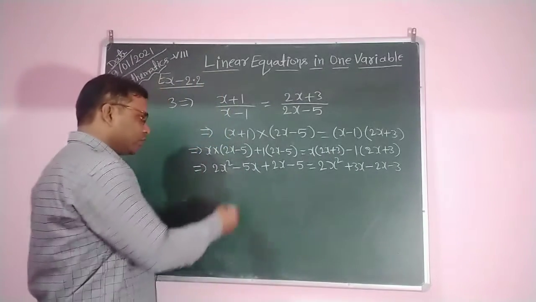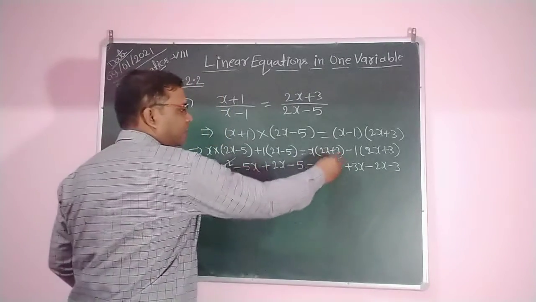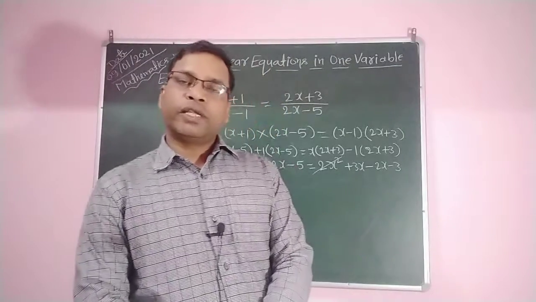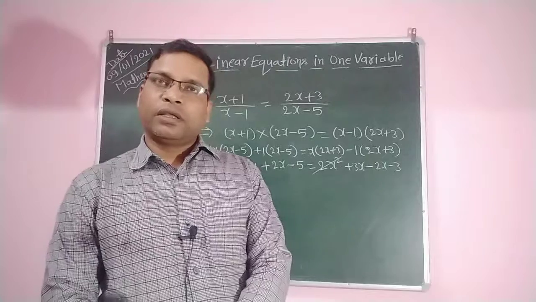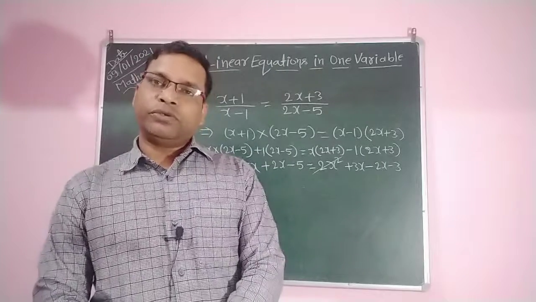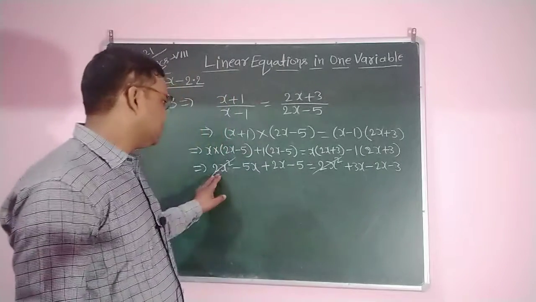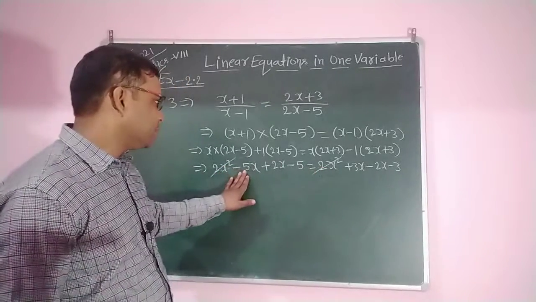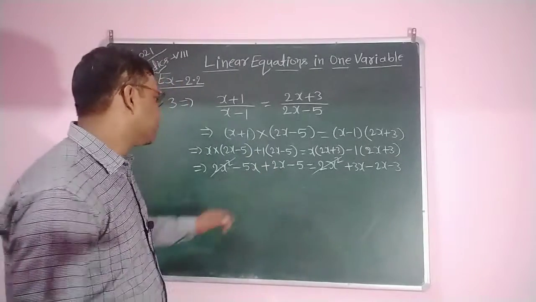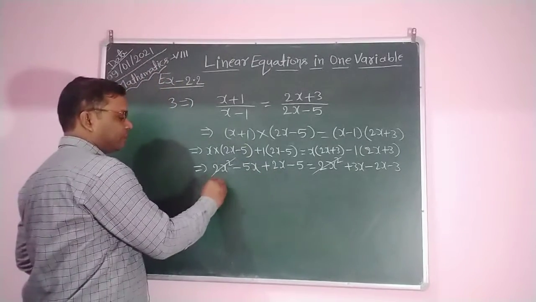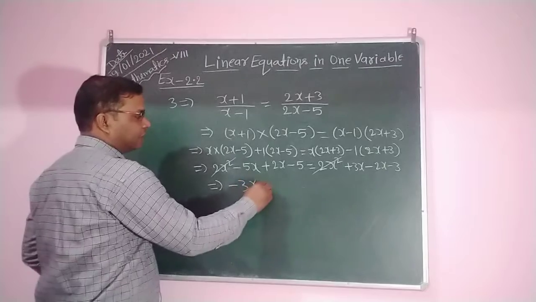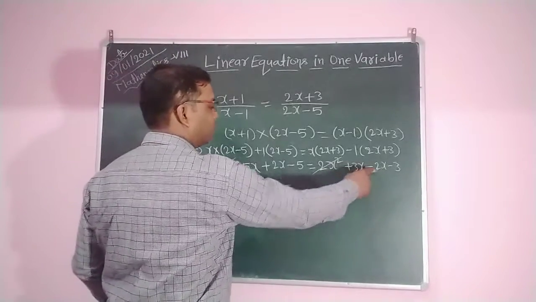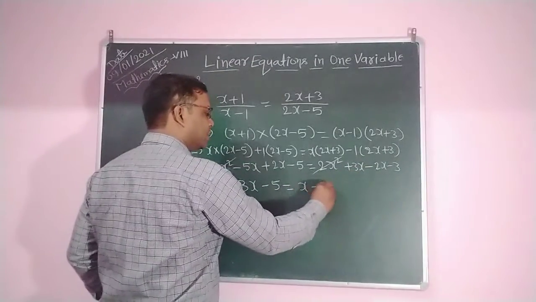Clear? So you can say 2x square will be cancelled. On both sides we have 2x square, the same quantity and same sign, both positive. So 2x square will be cancelled here, minus 5x plus 2x. So it becomes what? Minus 3x and minus 5 here is equal to 3x minus 2x, this is equal to x minus 3.